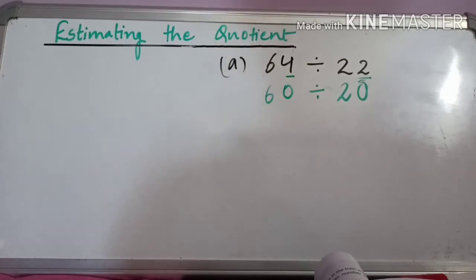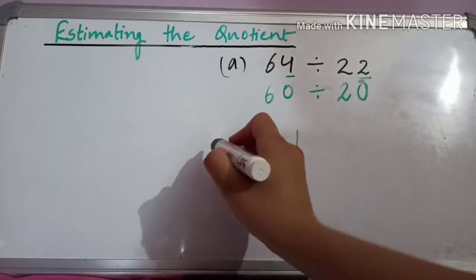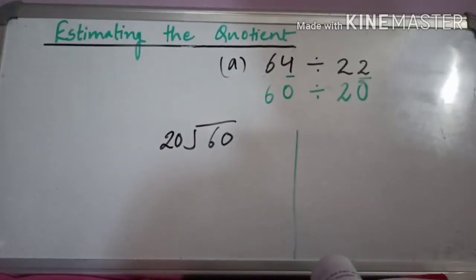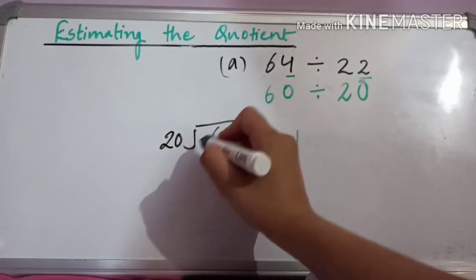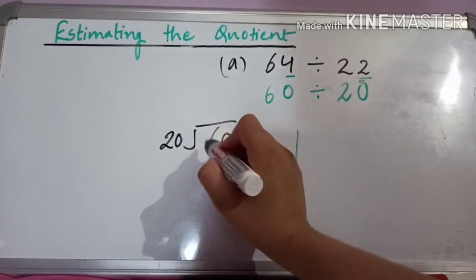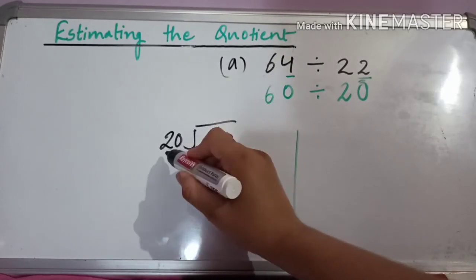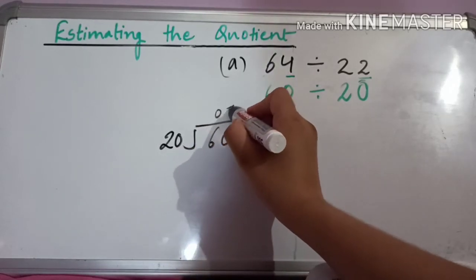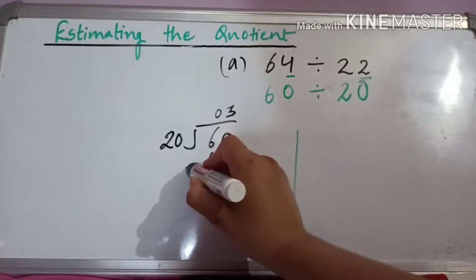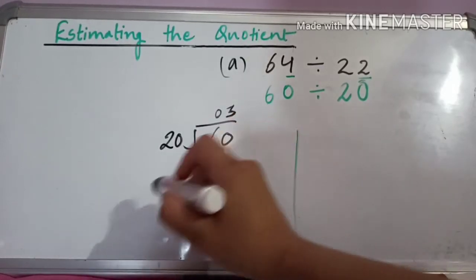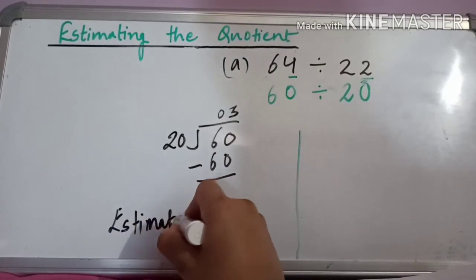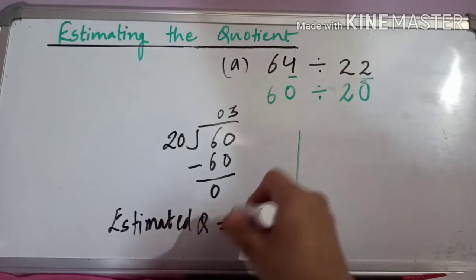Now let's see two methods of doing that. Okay, first one is we'll simply divide 60 by 20. Okay, so since the first digit is smaller than the divisor, we take the whole 60. 20 3s are 60, minus 0 is the remainder, and 3 is our estimated quotient. The estimated quotient is equal to 3.